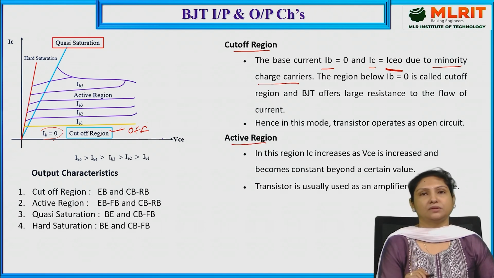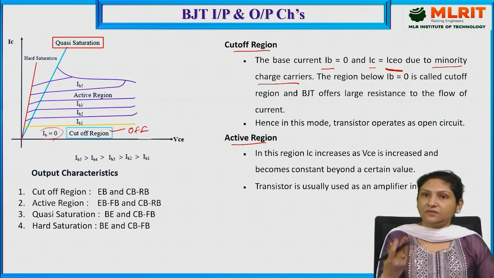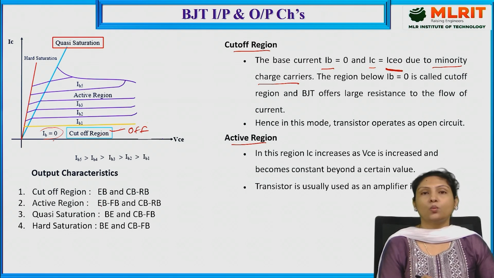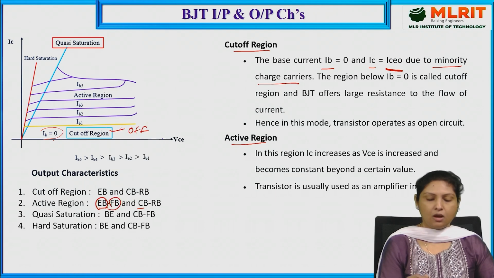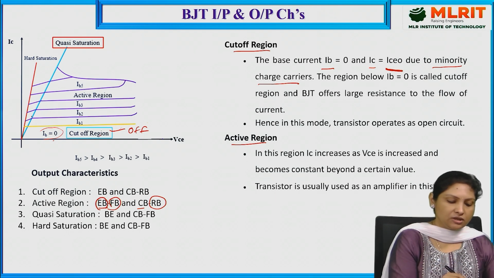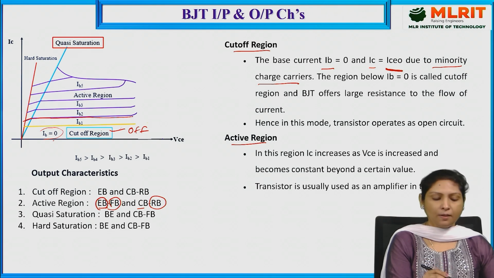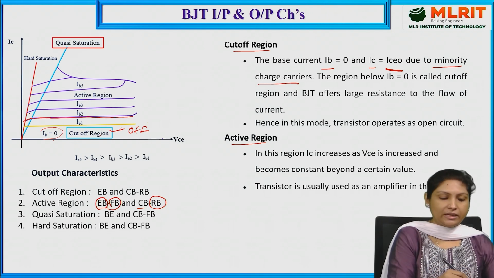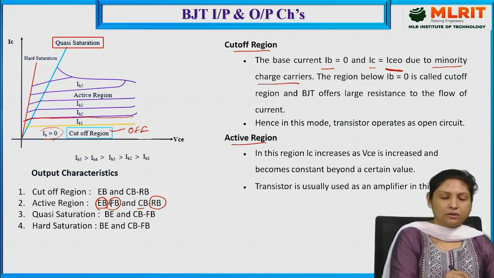And then we have the active region. How to achieve this active region? Whenever the emitter to base region is in forward bias mode and the collector to base region is in reverse bias mode, in that case we can achieve this active region. And here in the active region, what happens? Initially, the current will be increasing slowly and later it will become constant. By going on increasing the base current, we can increase the collector current and it will be increasing and later it will become constant.